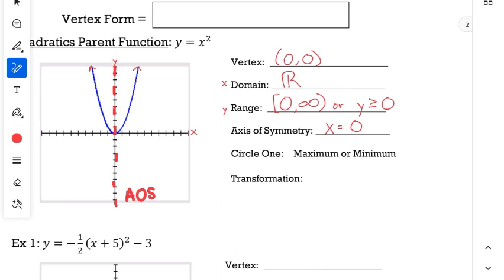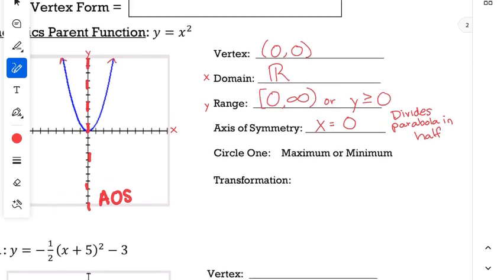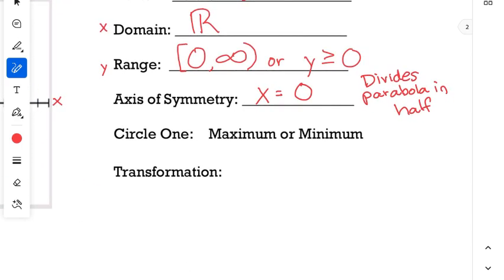So if you want to make yourself a note over here, divides parabola in half. That's what the axis of symmetry does. And it always goes through the vertex. So if you want to put goes through vertex.